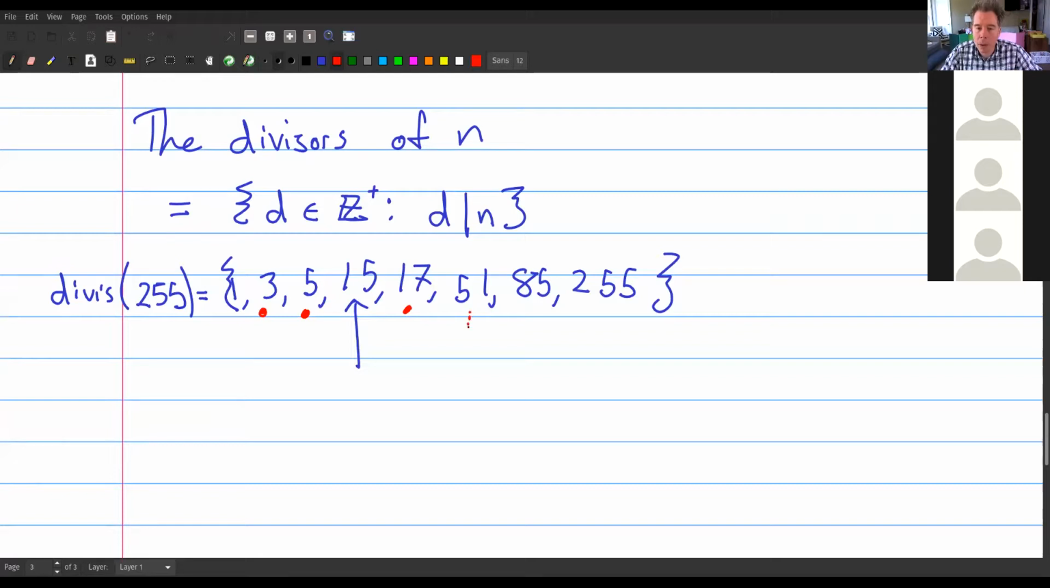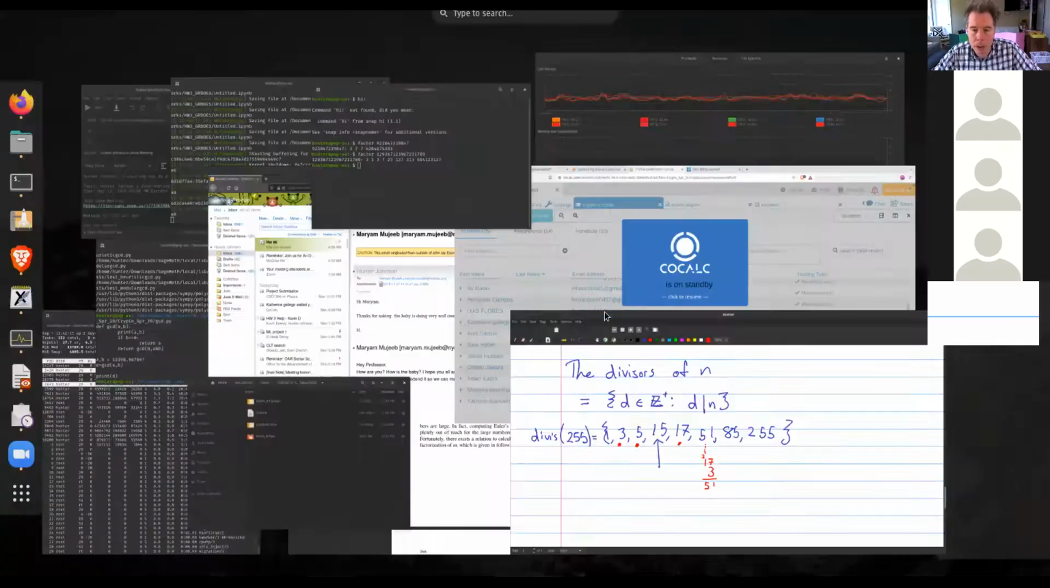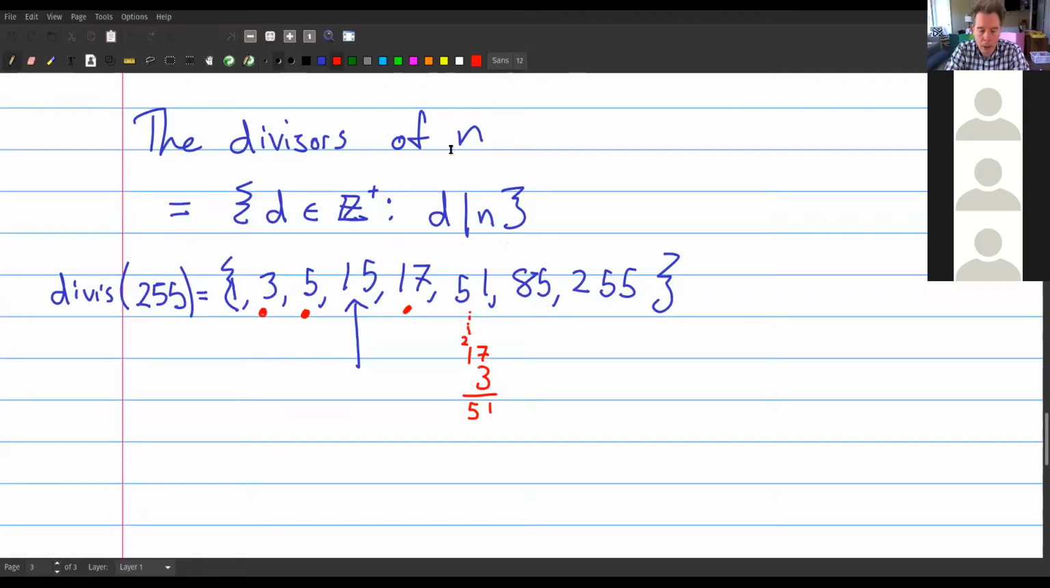But then what is 51? 51 is probably 3 times 17, right? If I had to guess. Yeah, that's right. So 51 is 3 times 17. So what is 255? I'm going to get the factorization really fast and then tell it to you. Factor 255. So 255 is actually 3 times 5 times 17. But then what's going to divide that?